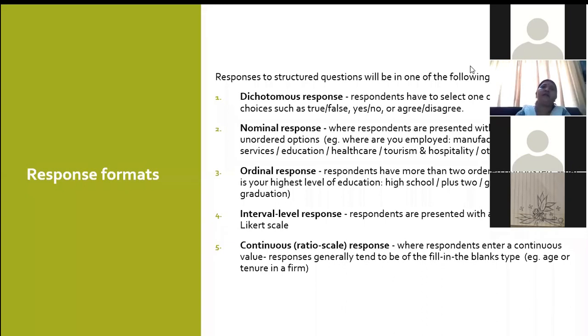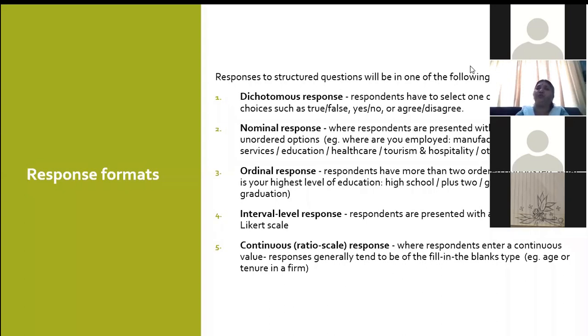Then let us examine response formats. Responses to structured questions will be in one of the following formats. Dichotomous responses can be there. The respondents have to select one of the two possible choices. Two options will be given. In the case of dichotomous responses, from the two available choices, respondents have to select one.